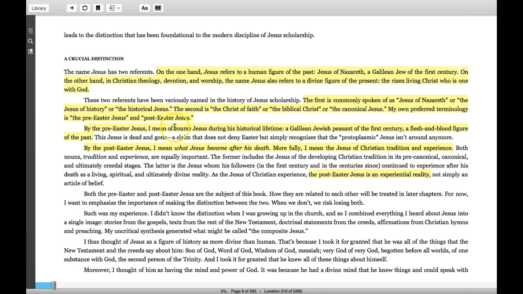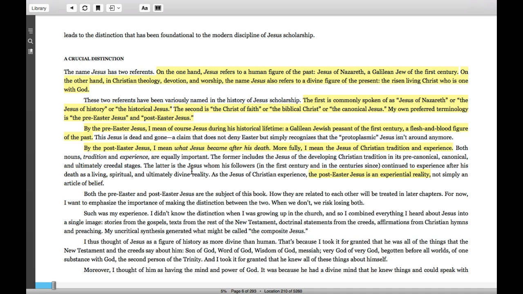So by the pre-Easter Jesus, I mean, of course, the Jesus during his historical lifetime, a Galilean Jewish peasant of the first century, flesh and blood figure of the past. He says this Jesus is dead and gone, a claim that does not deny Easter. He is going to unpack that later on. By post-Easter Jesus, he says, I mean what Jesus became after his death. More fully, I mean the Jesus of the Christian tradition and experience.